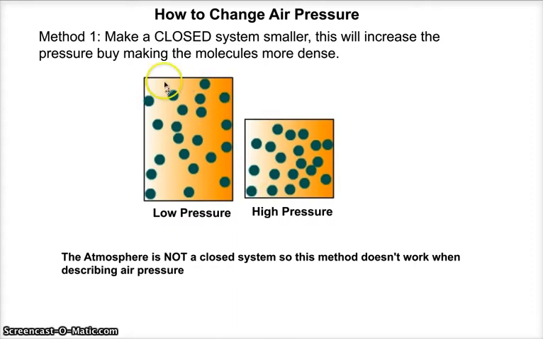One way is if you have a container, what we're going to call a closed system, and you make it smaller. This will increase the pressure by making the molecules more dense. So you just basically take a box and you squeeze it together and make a smaller box. And those air molecules are going to get smushed together and become more dense, and the pressure is going to increase. This doesn't work though. The atmosphere is not a closed system, it's an open system, because we can have things escape into space. So this method doesn't work when describing air pressure. So we need a different method to help us change our air pressure.